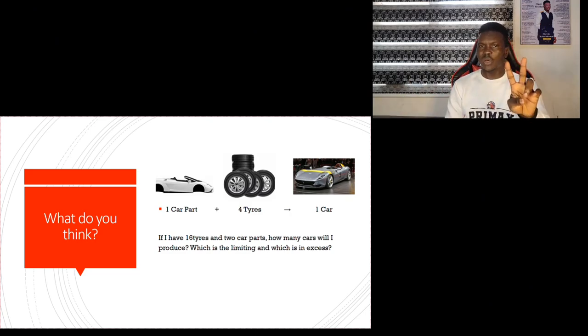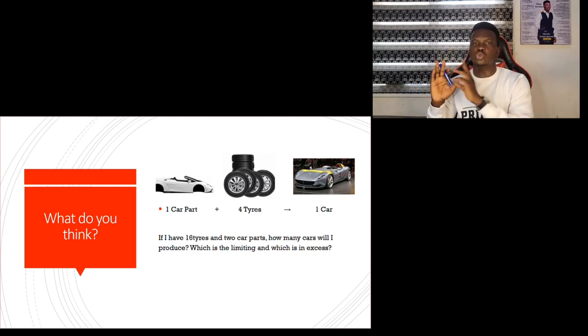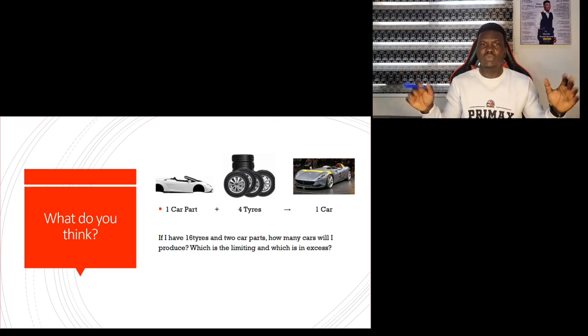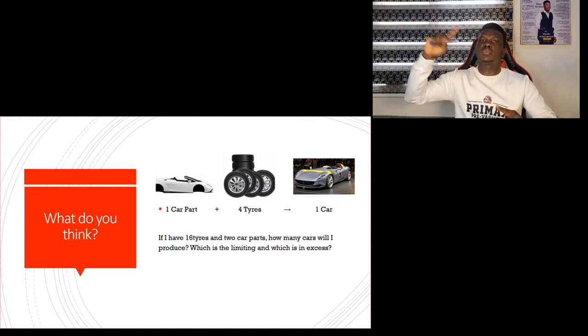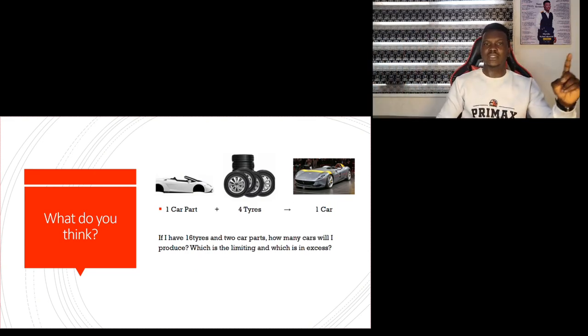If I have 2 car parts and I have 16 tires, do you think I'm going to use the entire 16 tires? No, because I only have what? Limited car parts. I only have 2 car parts. So I'll be able to produce just 2 cars. I can't produce more than that, because what determines the amount of car we produce is the car part. So now, the ratio is 1:4:1. So for every car I produce, I need 1 car part and 4 tires.